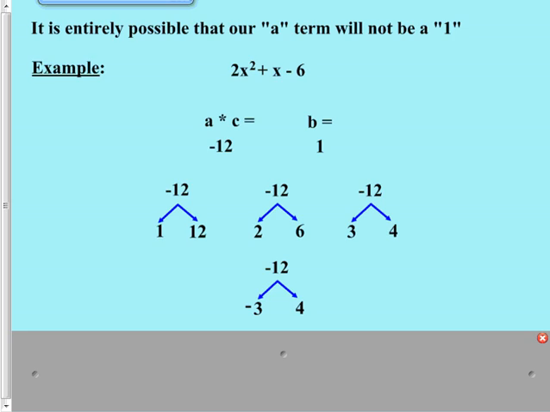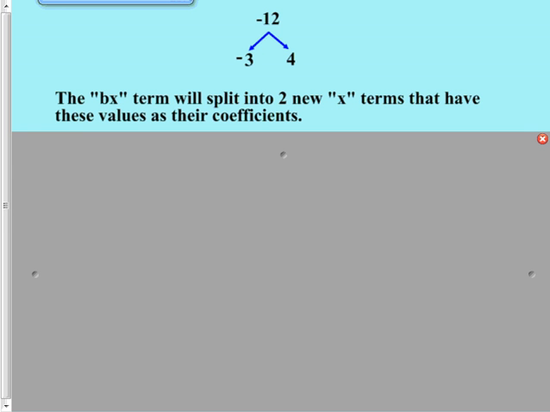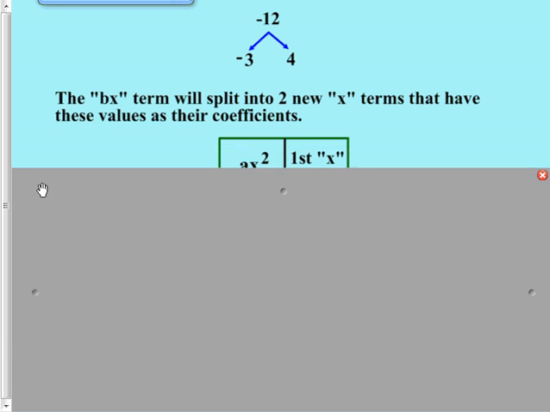However, before, we were able to jump straight to our factors, straight to our answer. We can't do that in this case because that will not give us the correct coefficient for our x squared. So what we're going to do, when a is not equal to 1, is take the information about the bx term and split it into 2 new x terms that will have these values as their coefficients. So all we're doing is, instead of having an x squared term plus something to do with x plus a constant, now we're going to have 2 x terms.